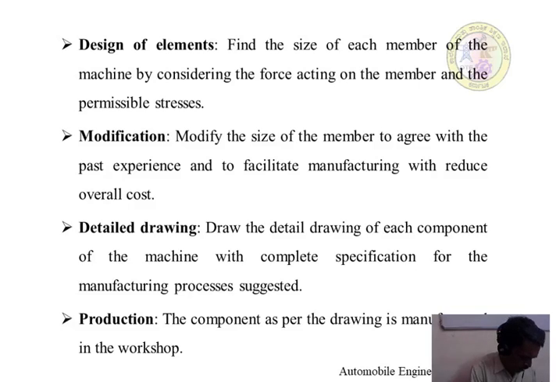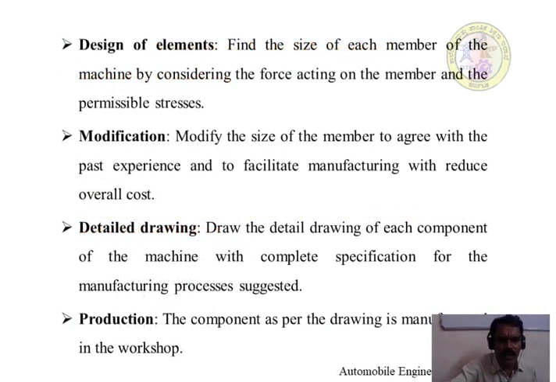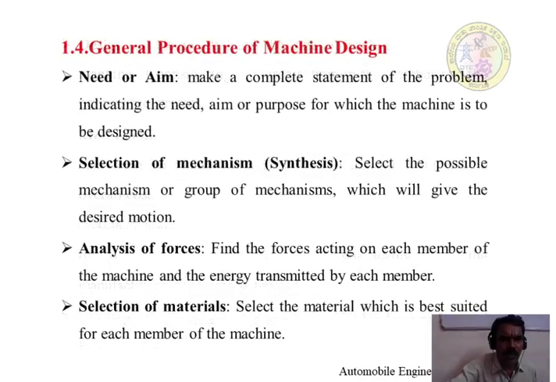The next point is production. The component as per the drawing is manufactured in the workshop. These are all the steps included in the machine design procedure. Now let us understand the steps one by one in detail. The first step is need or aim.